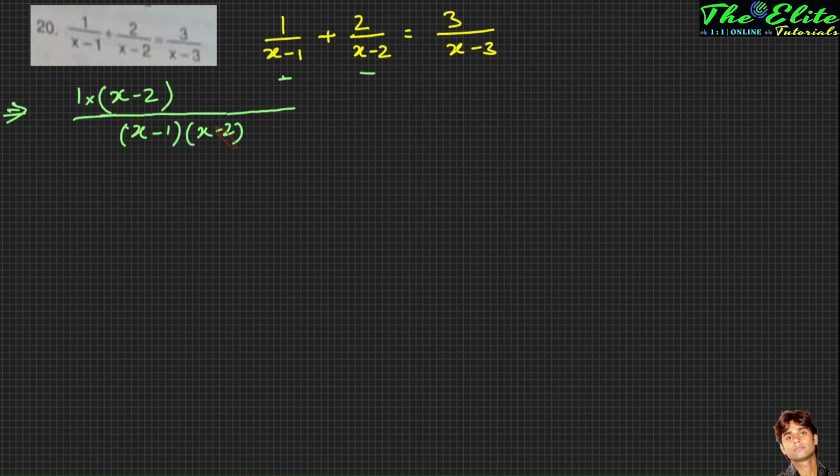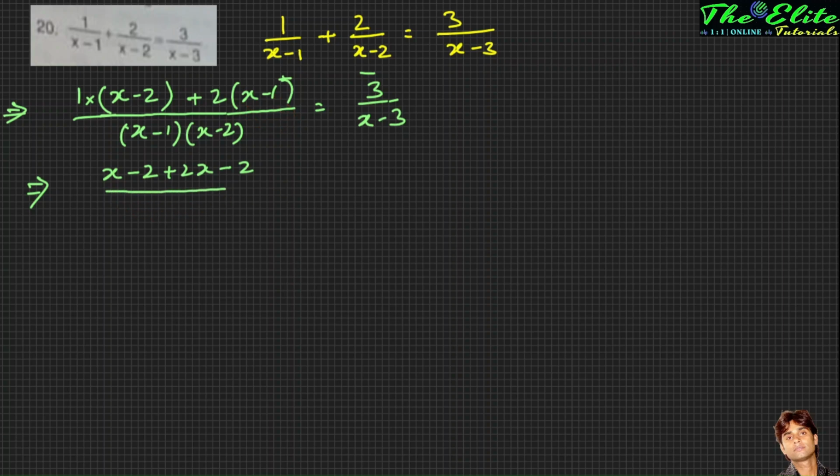1 into x minus 2 plus 2 into x minus 2 will get cancelled. It will be x minus 1. Understood? And now, because there is only one fraction, we cannot do this kind of thing. On the right hand side, it will be 3 upon x minus 3. Now, first we will solve. What is coming over here? x minus 2 plus 2x minus 2 on the top.